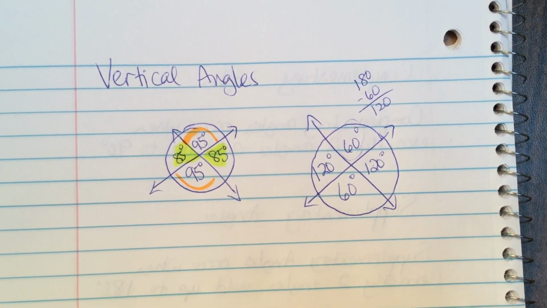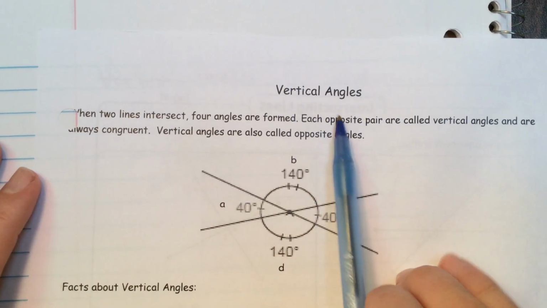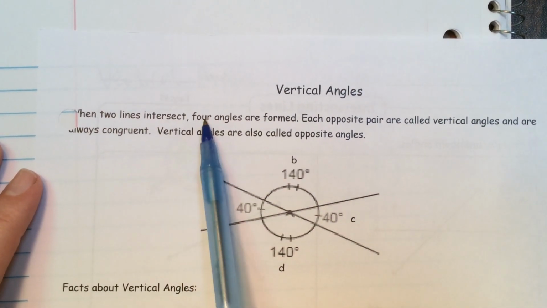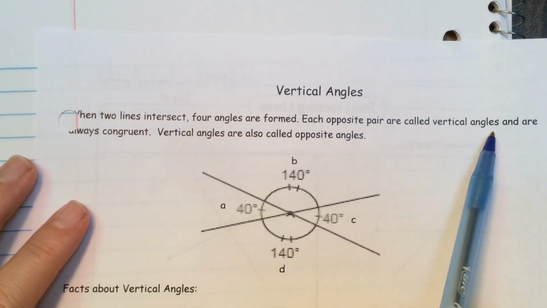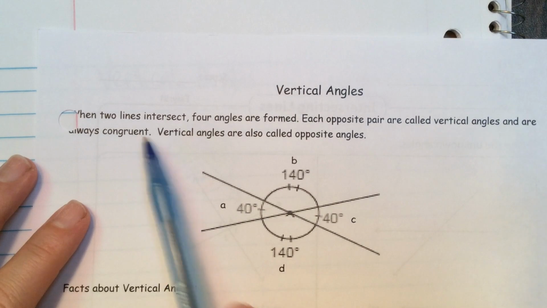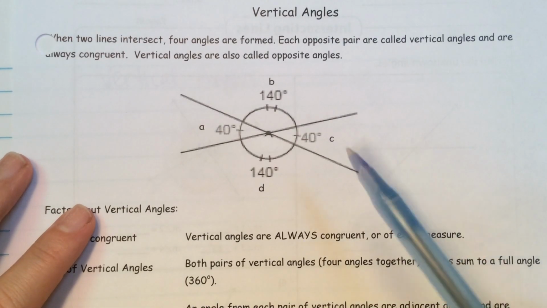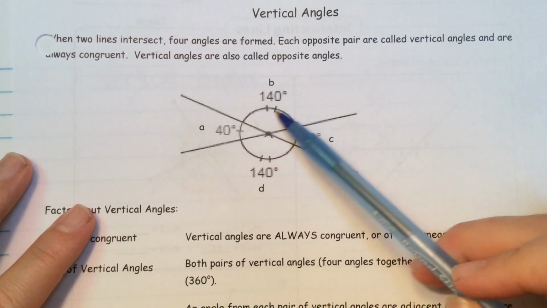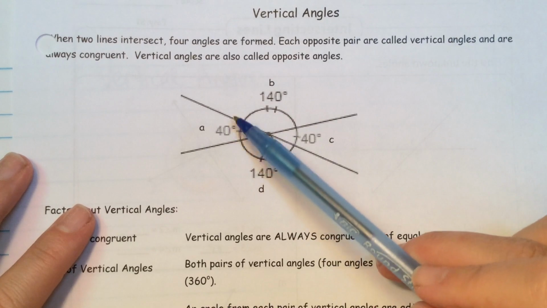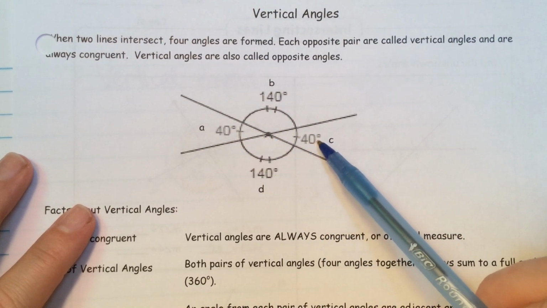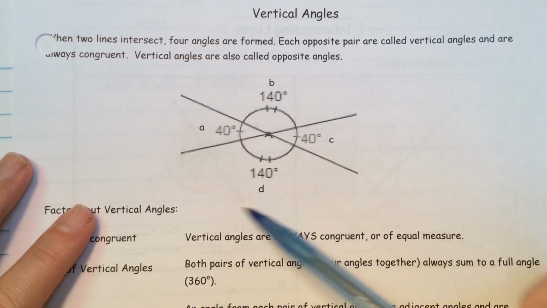So let's look at our notes here. It says vertical angles. When two lines intersect, four angles are formed. Each opposite pair are called vertical angles and are always congruent. Vertical angles are also called opposite angles. So you can see here that if this is 140, then this is also 140. And if this is 40, so is this 40. And then if we added all four of those up, they would equal 360.